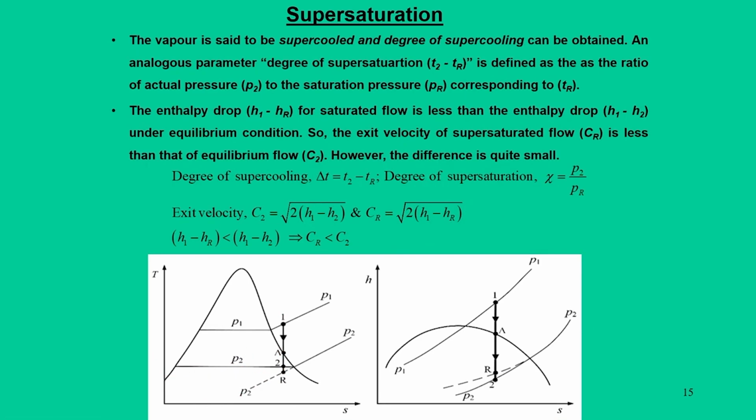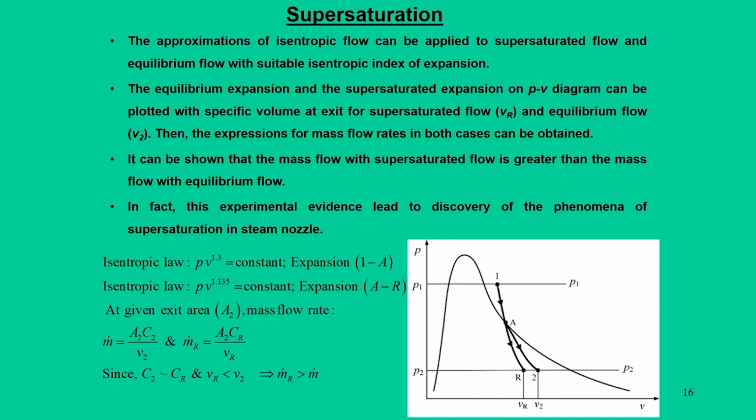Now, moving further, we can also get the information of the enthalpy drop, and we also get the information about the degree of supersaturation. Then going back to the final curve, that is the PV plot, pressure and specific volume, it will give the information about the mass flow rate, because for mass flow rate we require the specific volume information.